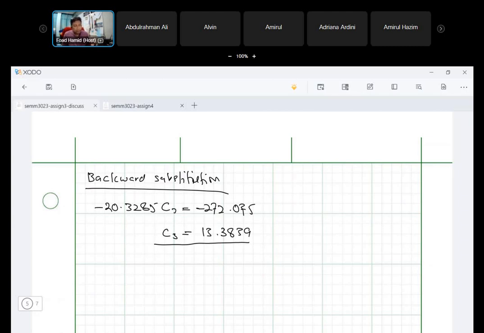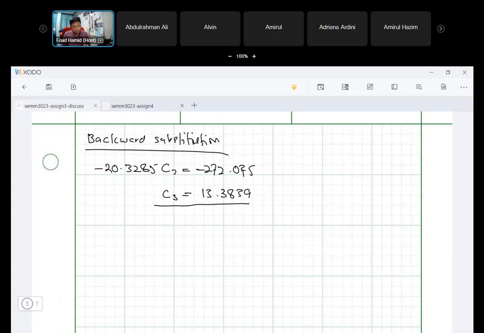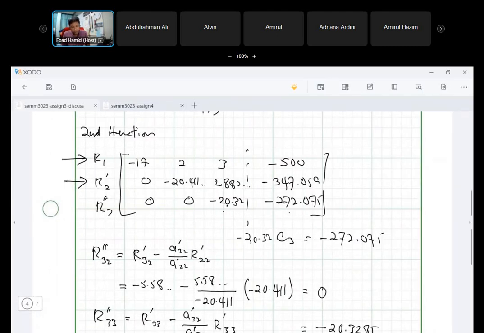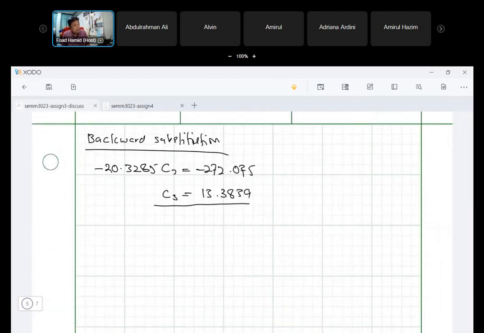I think if you do your Gaussian elimination manually, there's some decimal places error here because of the round off error and so on. So of course, now how about C2? From here, we know that 20.411 C2 plus 2.88 C3 equal to this value here. So we can rewrite that as minus 20.4118 C2 plus 2.88235 C3 must equal to minus 347.059.